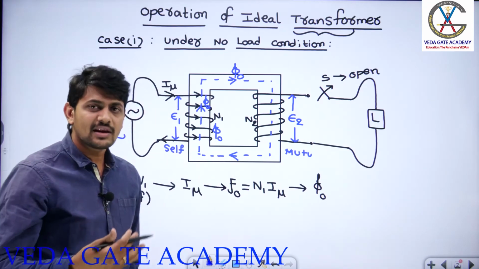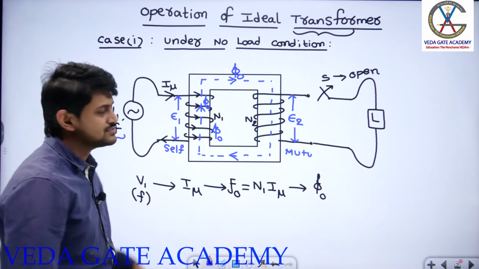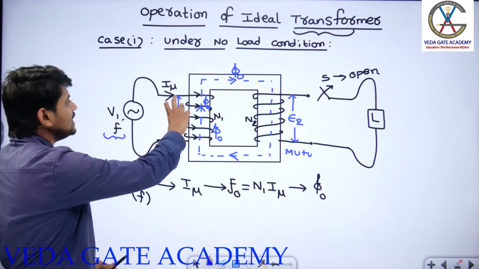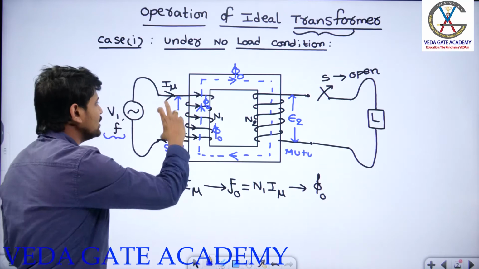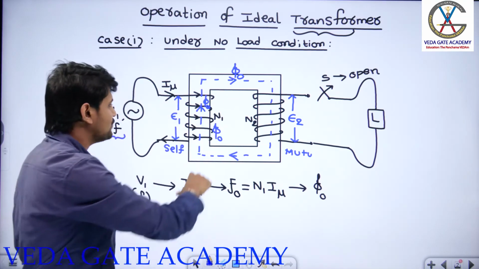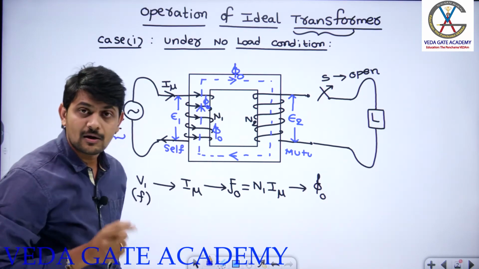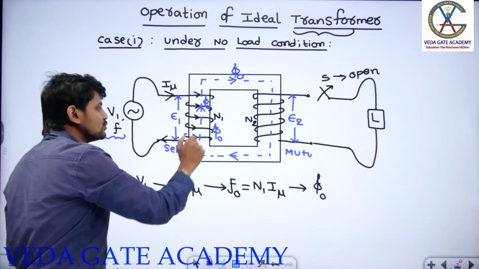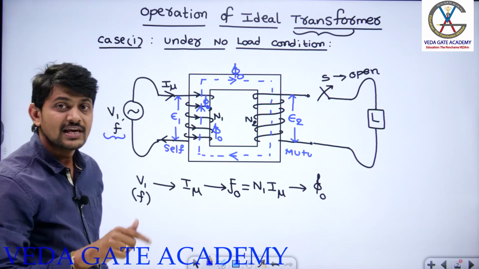If you recollect the basic definitions of self and mutual induced EMF, the definition of self-induced EMF is the EMF induced across N1 turns, or across some set of conductors, because of flux linkages. These flux linkages phi naught are produced because of current flowing through its own winding, that is, the same winding.